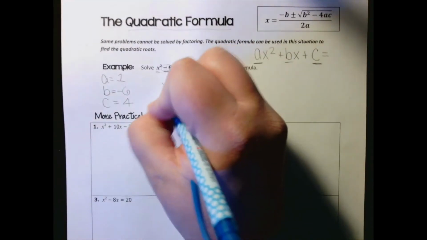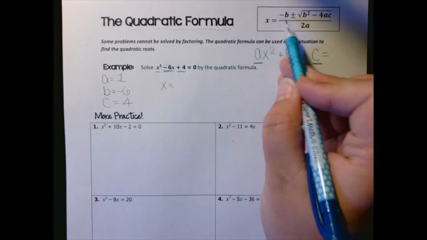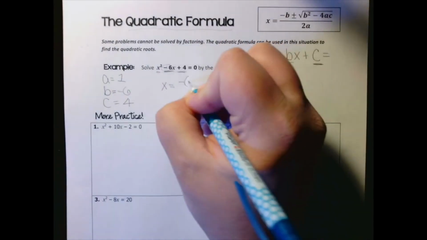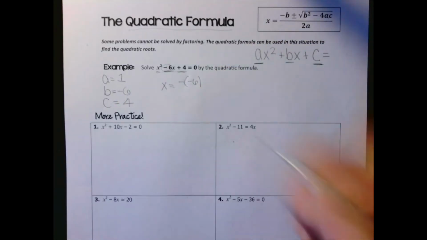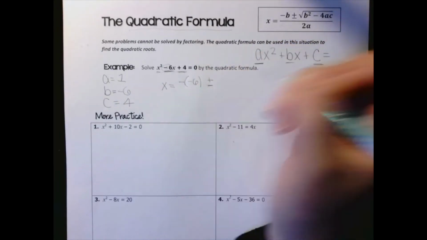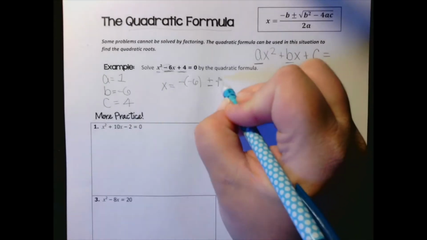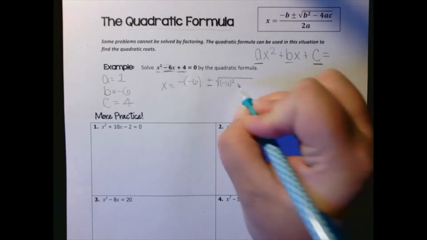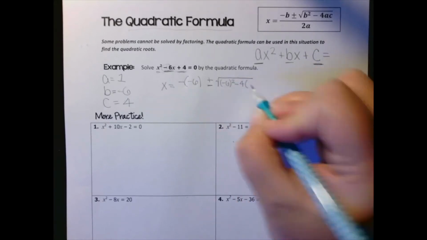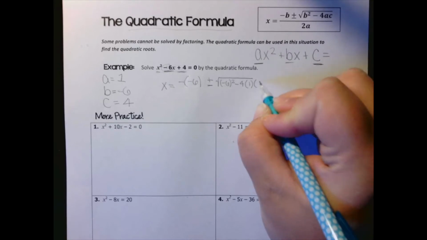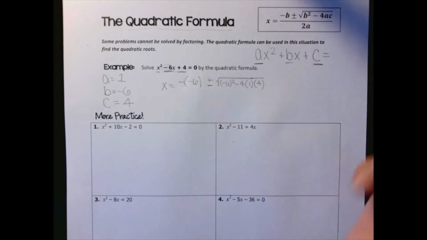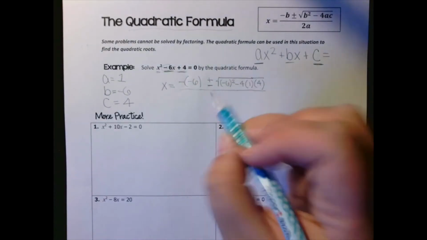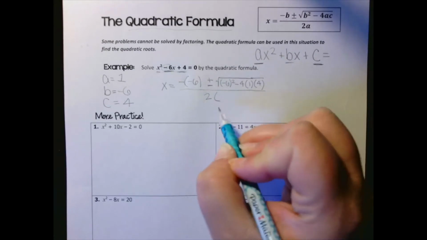Now I'm going to take these values and plug them into my formula. So I have x equals negative b, so my b is negative 6, put negative negative 6, and then I have plus or minus, so I'm going to get two answers for this, square root of b squared, so my b again was negative 6, squared, minus 4 times a, which was 1, times c, which was 4, and then that entire thing is going to be divided by 2 times a, which in this case is 1.